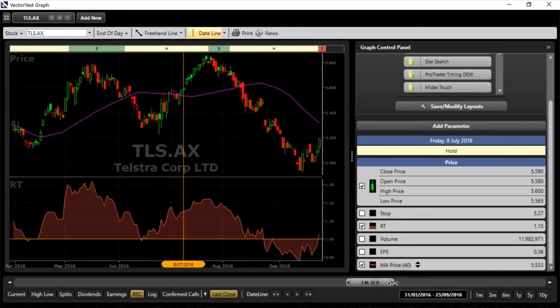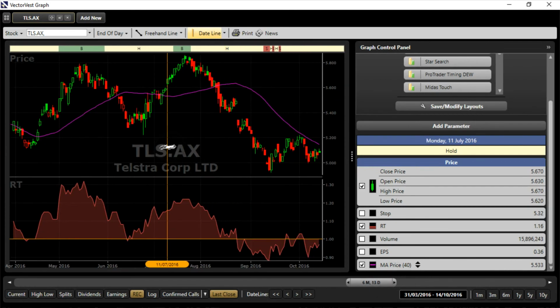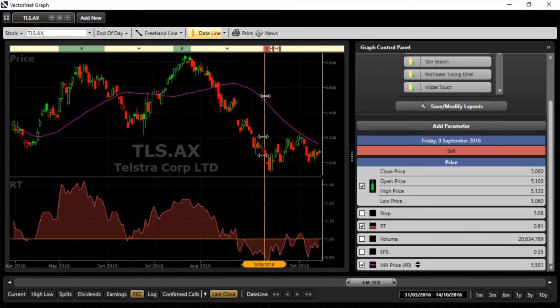So let's go on a bit more. So we hang in and go, oh, okay, it came back up. That was a close call. Uh-oh, it's doing it again. Through the 40-day moving average, price, massive volatility. Through the 40-day moving average, RT below 1, I'm out. Or if I want to wait to the 4th step, rec equals sell.